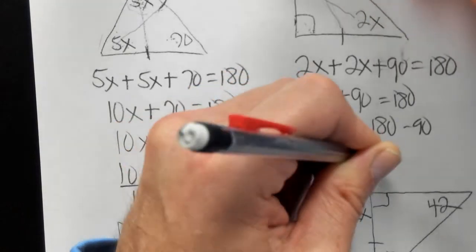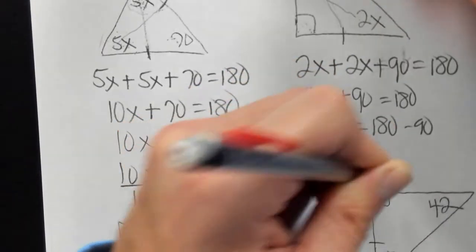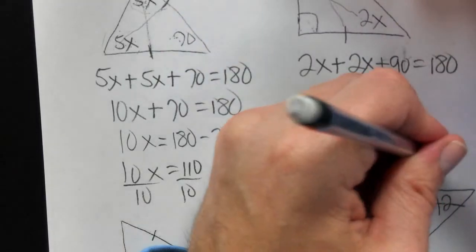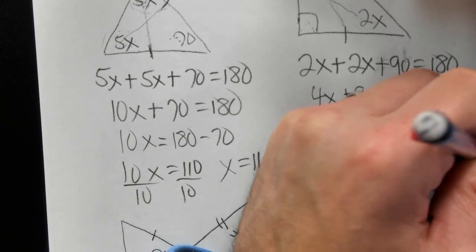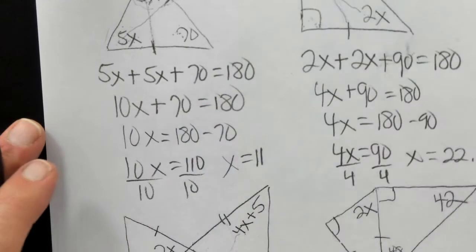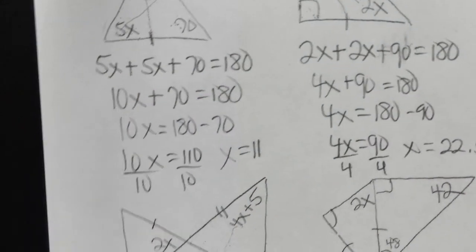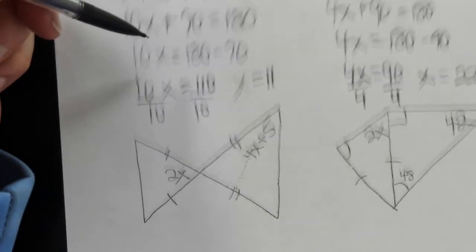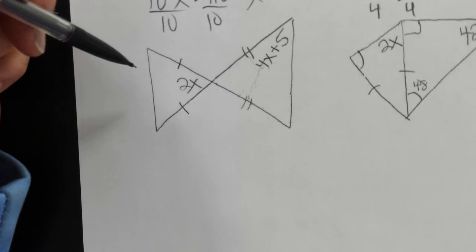4x is equal to 90. Ready now to divide by 4, and when I do, I get x is equal to 22.5. Once again, if you're unsure, you can plug that back in and check your answer to see if all the angles add up to 180. Okay, now the next problem is a little bit different.